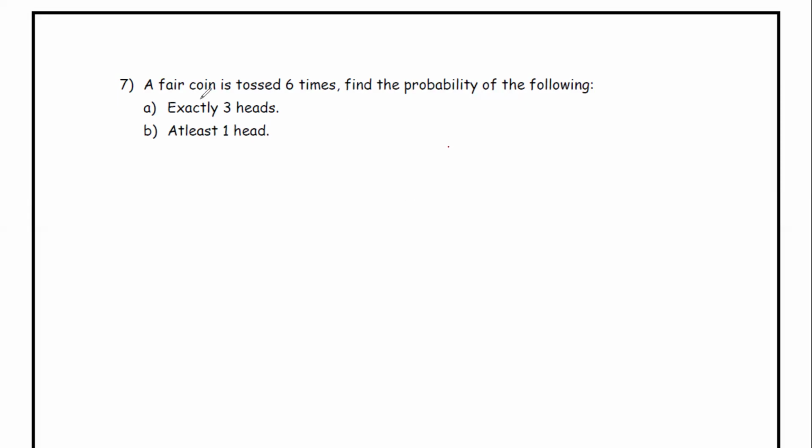So the seventh question: a fair coin is tossed 6 times. Find the probability of the following: exactly three heads and at least one head. So remember, I told you that 2 to the power 6 for 6 coins tossed. So that'll be my total outcome. That is 64 in this case.